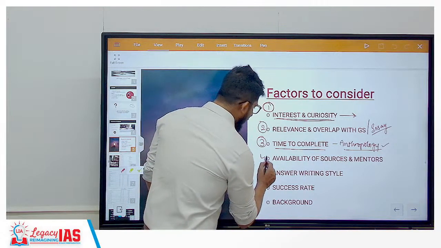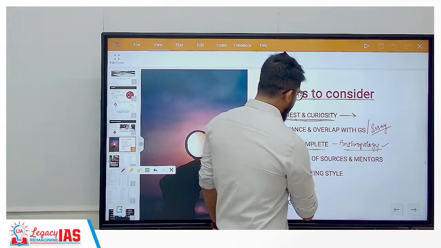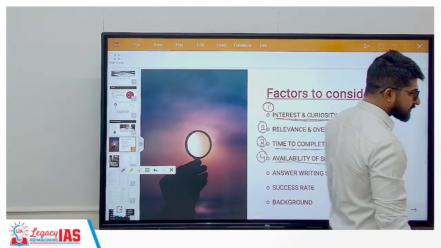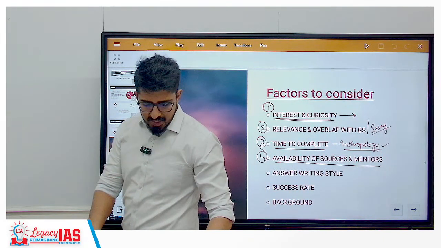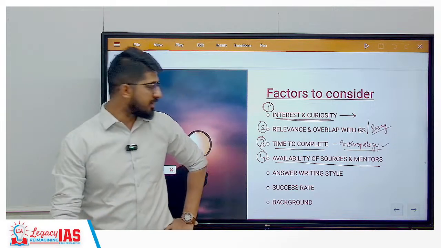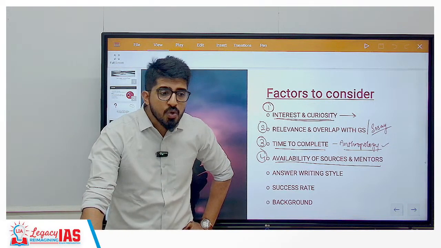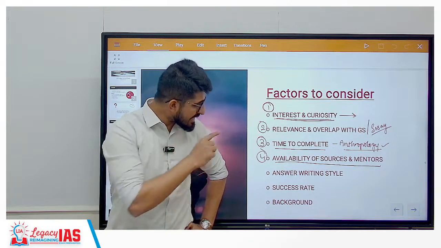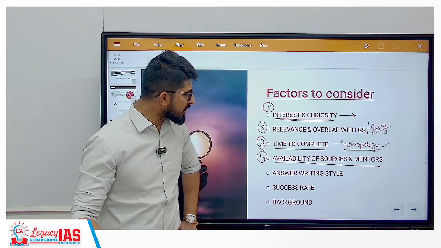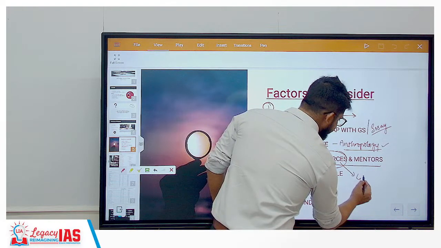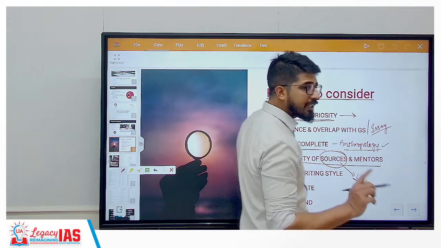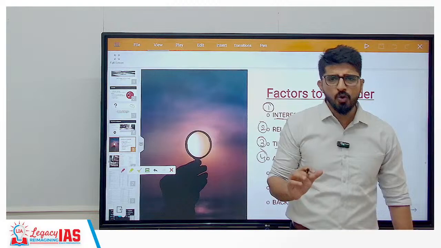Fourth, availability of resources and mentors. There are some optionals for which it is very difficult to find mentors. Sources are easier to find. However, this cannot be true for your literature subjects. For literature subjects, finding the sources is a bit more difficult.